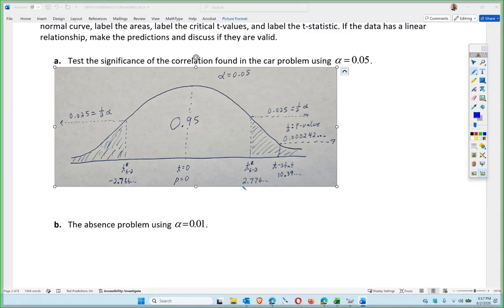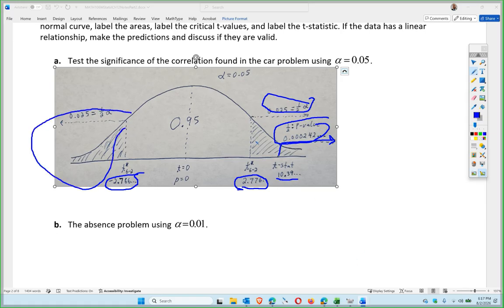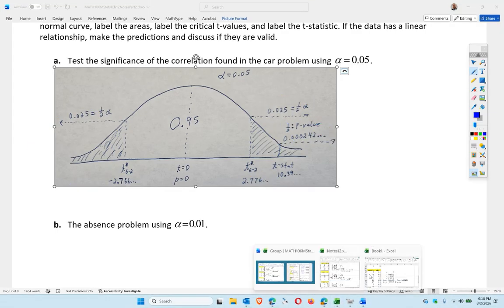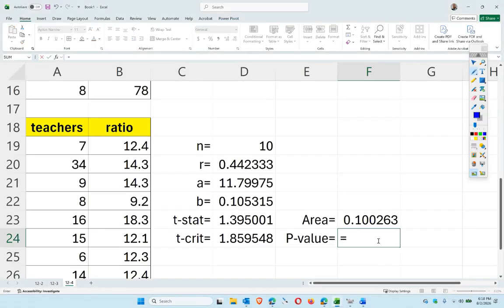My t is 2.76, right? Or negative 2.76, but I only care about the positive one in this case. And my t-stat was 10.39, which means it's in the shaded region, which means I should be rejecting the null hypothesis, which means my p-value should be less than my alpha. Well, this is half of the alpha, and this is half of the p-value, essentially, right? So I need to actually double it because it's two-tailed. Because again, we're doing a two-tailed test. So what I need to do is equals 2 times this to get the actual area.